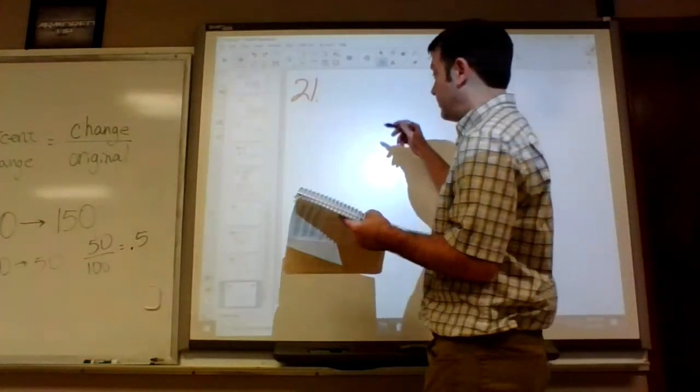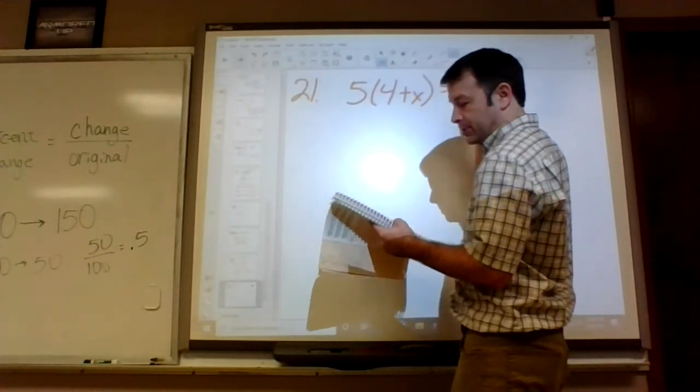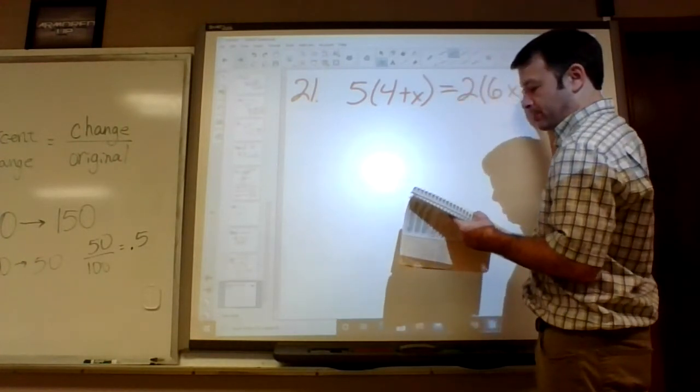So 5 times 4 plus x is equal to 2 times 6x minus 11.